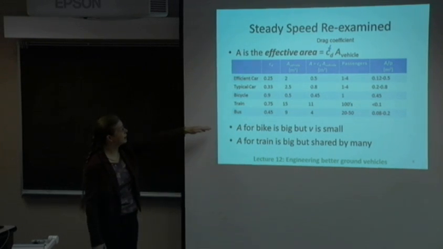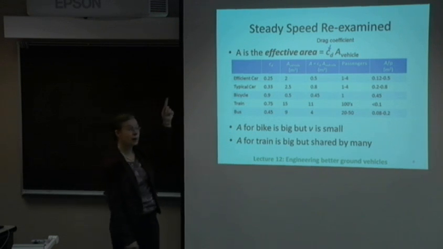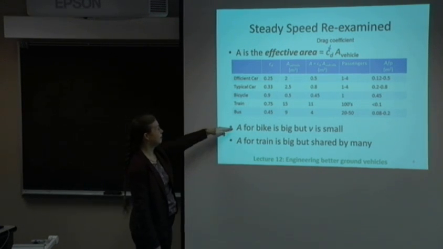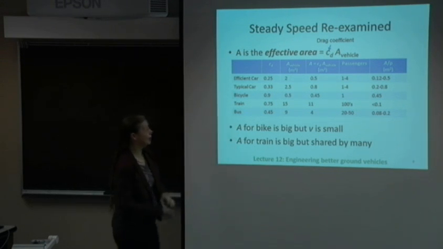So the area for a bike is big, but the velocity is small. And remember, the velocity is squared in that equation, so that's very helpful. A for a train is big, but again, it's shared by a lot of people.